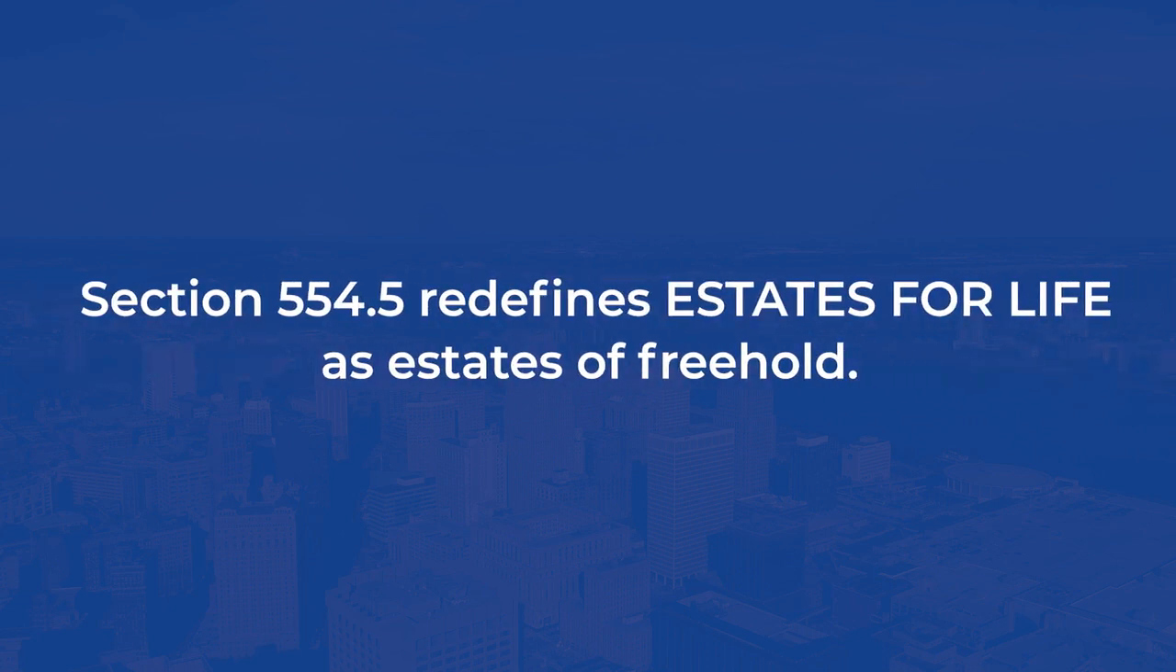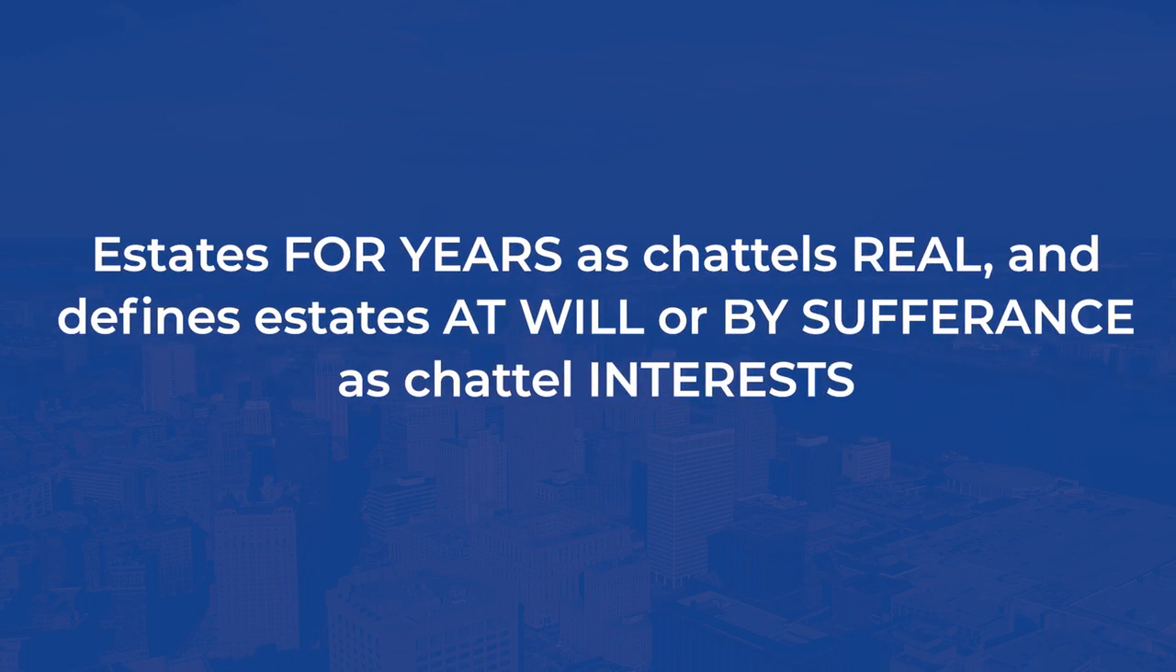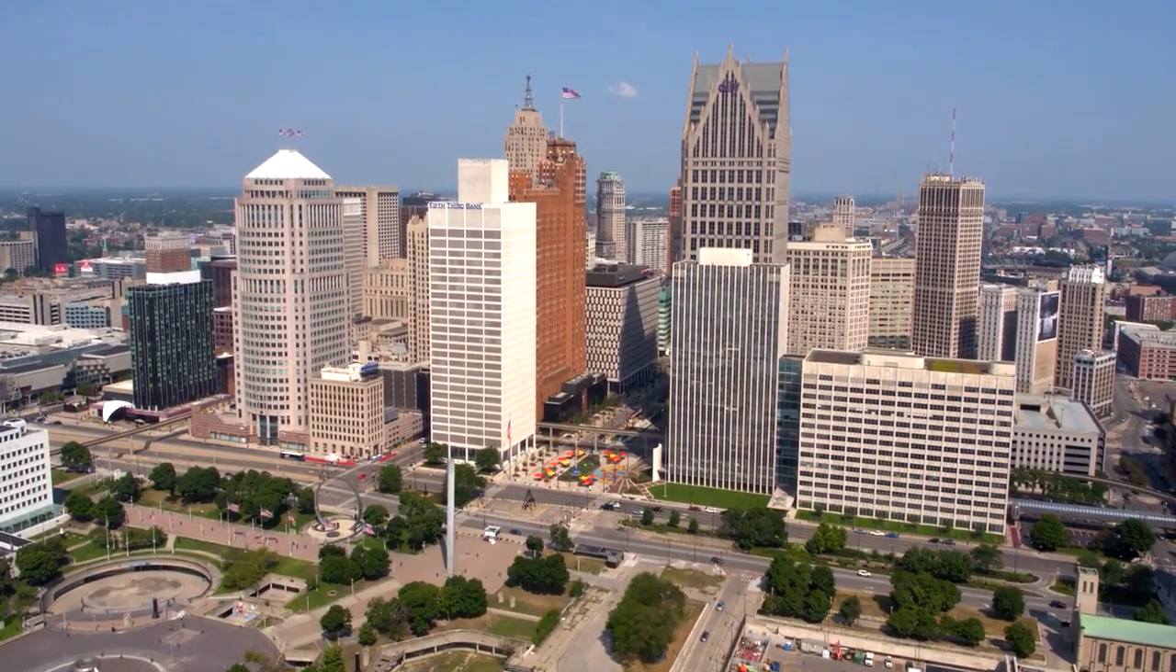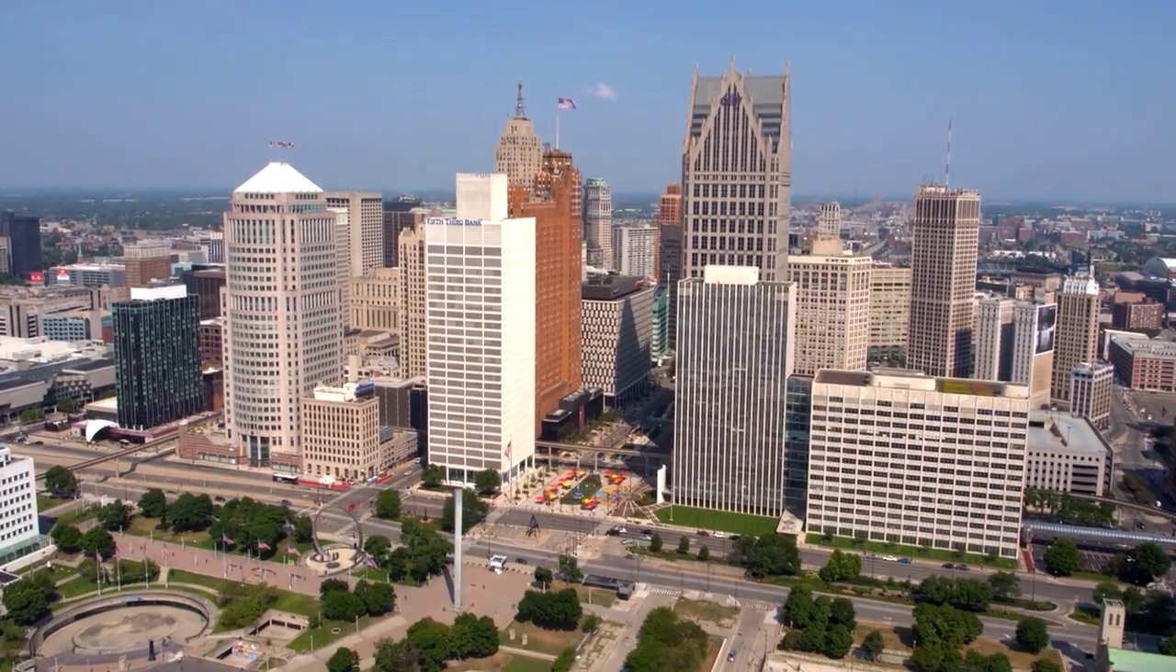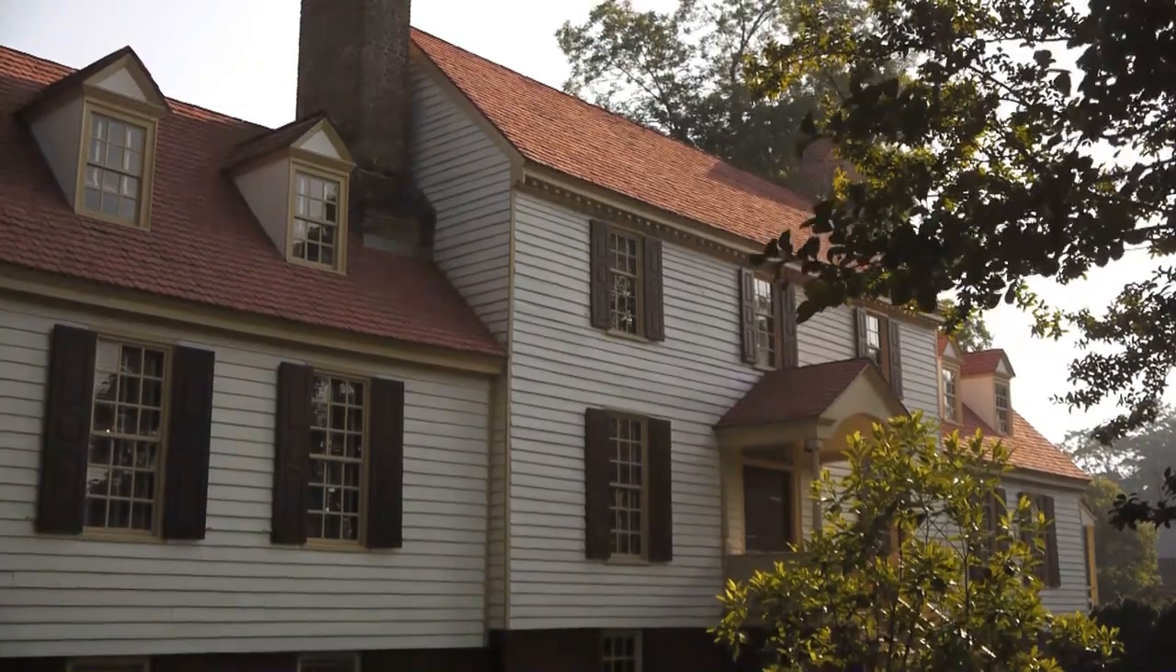Section 554.5 redefines estates for life as estates of freehold. This section also defines estates for years as chattels real, and defines estates at will, or by sufferance, as chattel interests. However, they won't be liable as chattel interests to sale on executions. Chattel is a term for a piece of property that isn't a freehold estate in land.